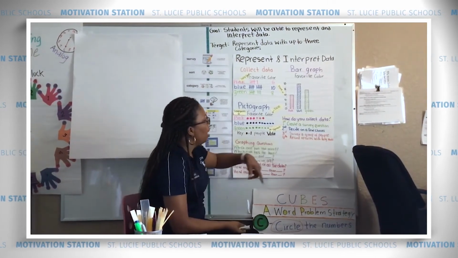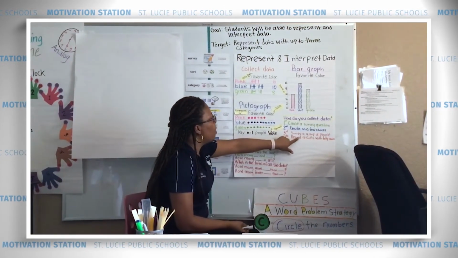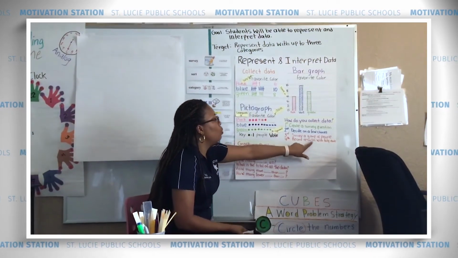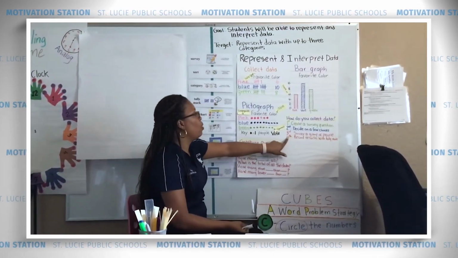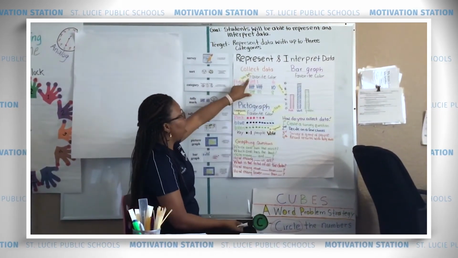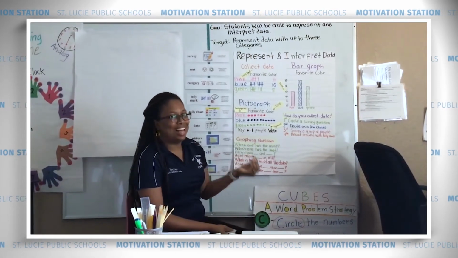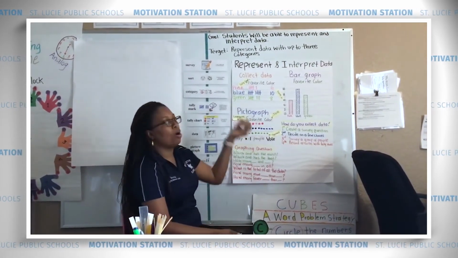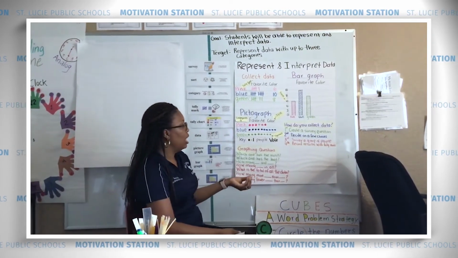And then the third, you survey a group of people. And then fourth, you record results with tally marks. So you're going to record your results with tally marks. And that's how we started. Then you take those results and then you could transfer it on a picture graph or a bar graph, boys and girls.